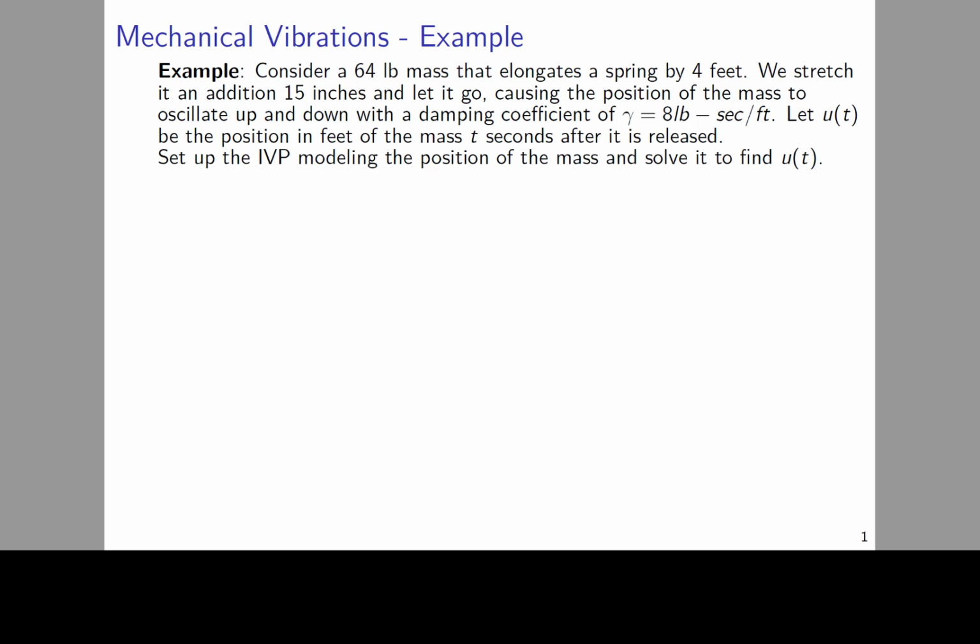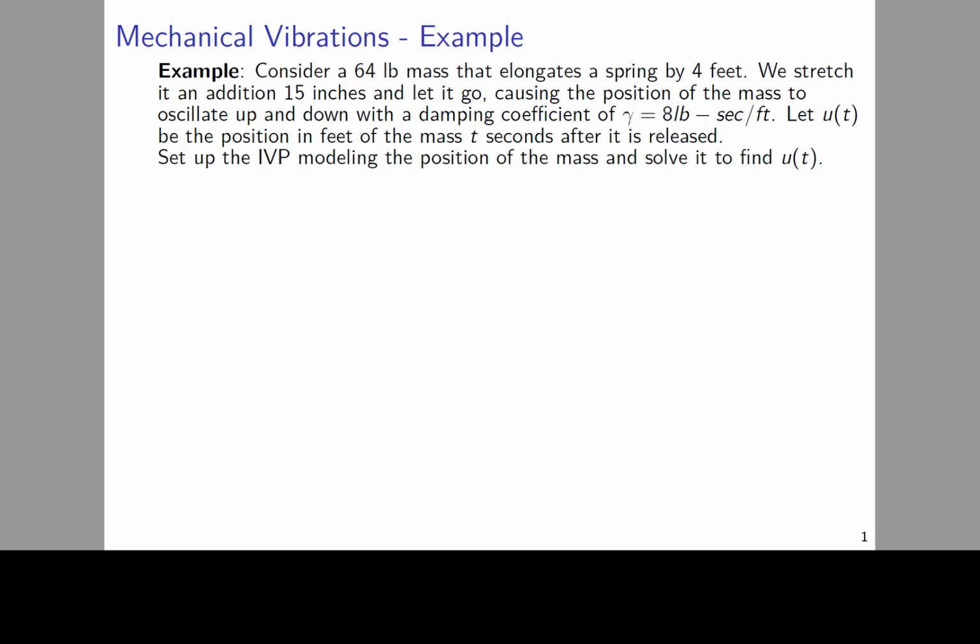In this example, let's consider a 64-pound mass that elongates a spring by 4 feet. We stretch it an additional 15 inches and let it go, causing the position of the mass to oscillate up and down with a damping coefficient of gamma equals 8 pound-seconds per foot. Let u of t be the position in feet of the mass t seconds after it is released.